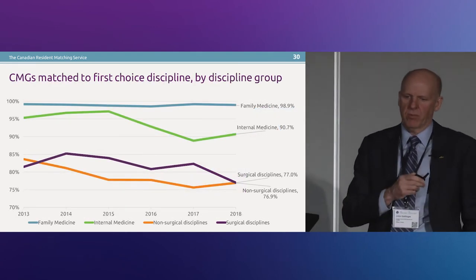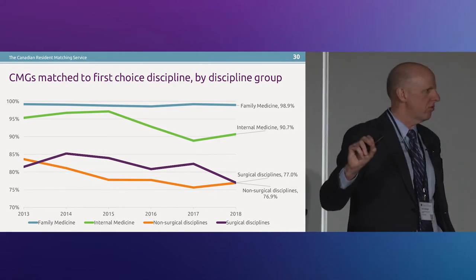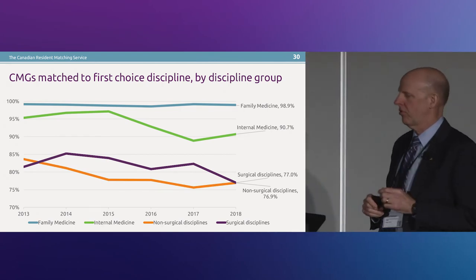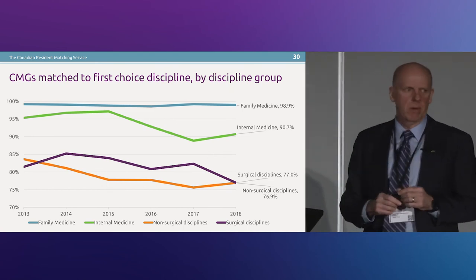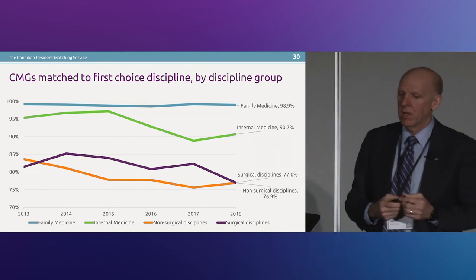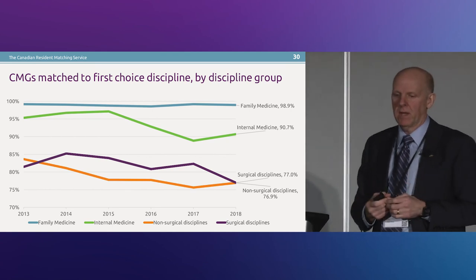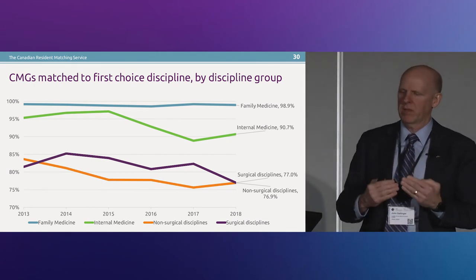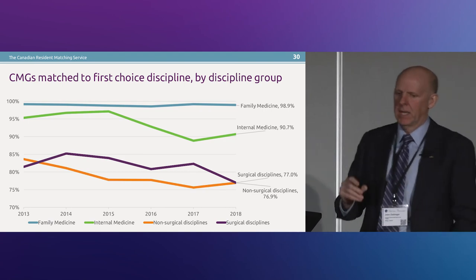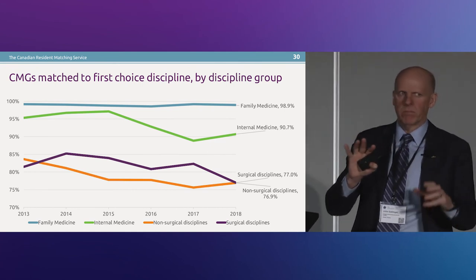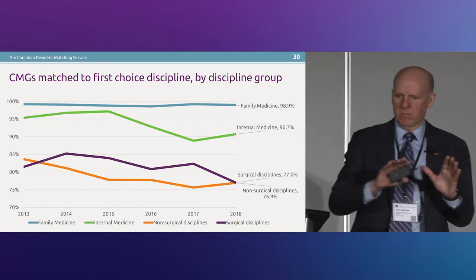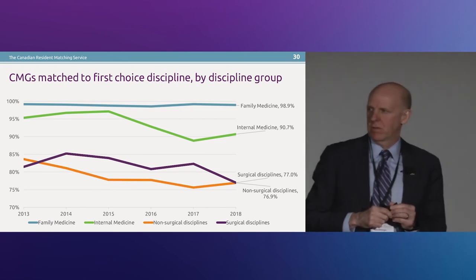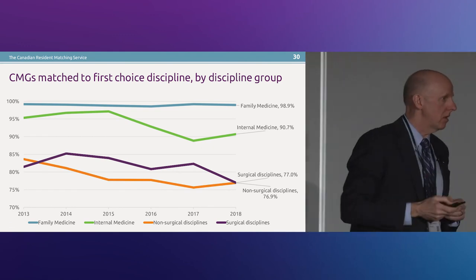The other view of this is around the discipline group. So the blue is family medicine, green is internal medicine, orange are the non-surgical disciplines, and the burgundy are the surgical disciplines. And family medicine, pretty much at a 99% rate for years, those who choose family medicine as a first choice discipline will match. Internal medicine, a slightly lower number. In 2017, you'll see the dip, and that was when the tipping point of supply and demand took place. So not an unexpected situation, but back up again. And then, as I mentioned earlier, that shifting to the high demand disciplines, not surprisingly, has an impact on the reduction in the actual match rate to those disciplines for their first choice. They might still match, but not to their first choice.